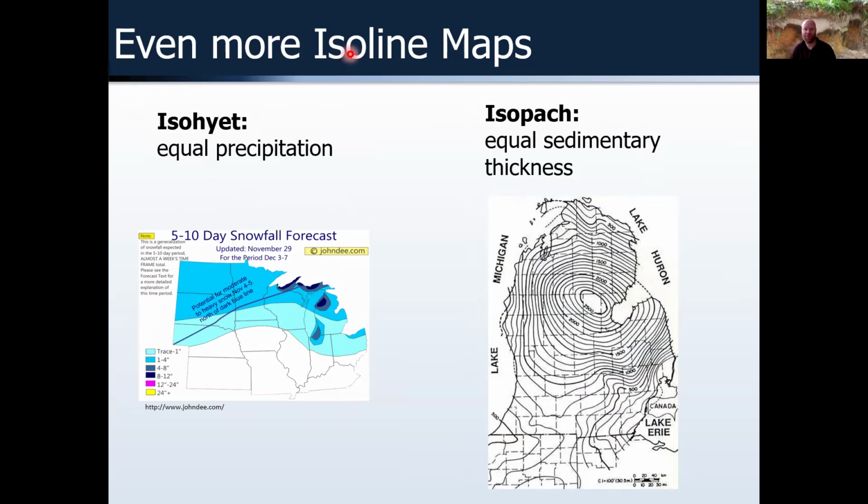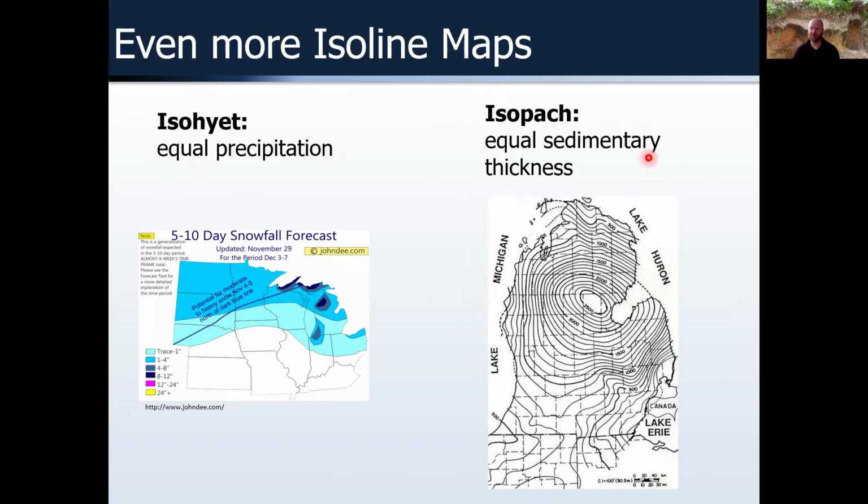And so a couple more isoline maps, and I encourage you to be able to compare among these types of isoline maps. My favorite, the iso-Hyatt, which then is projecting equal precipitation. And so we could think of precipitation as snowfall or as rain, but either way, iso-Hyatt maps are connecting points, or isoline maps that connect points of equal precipitation.